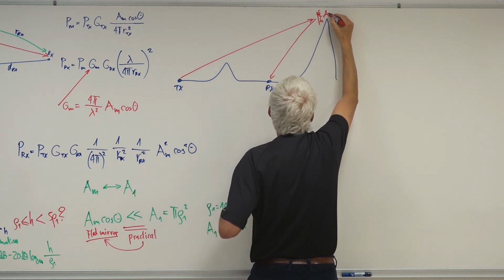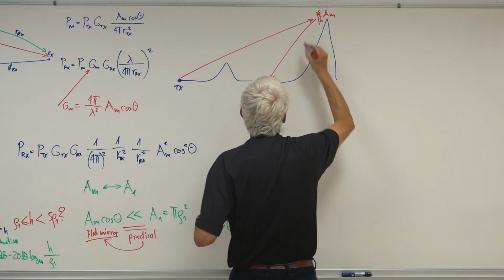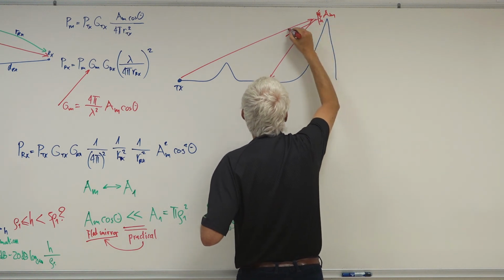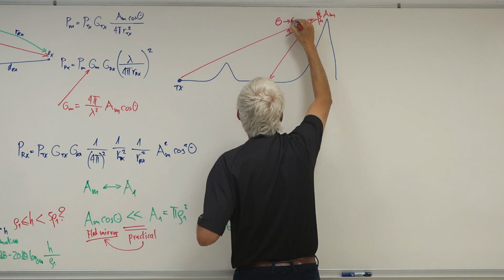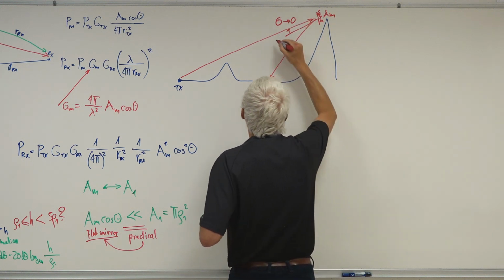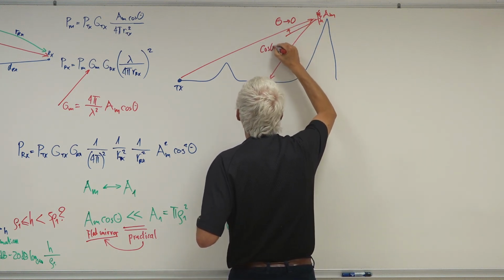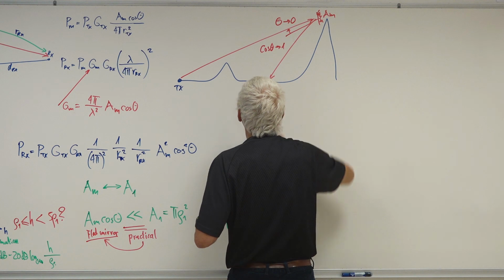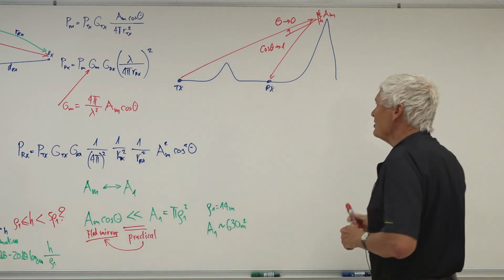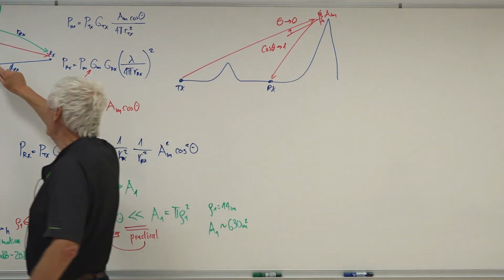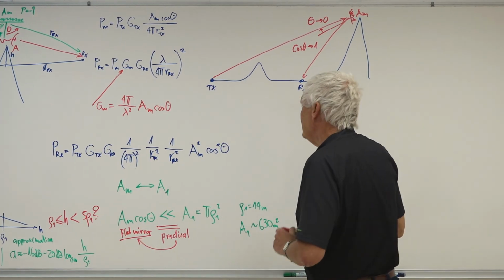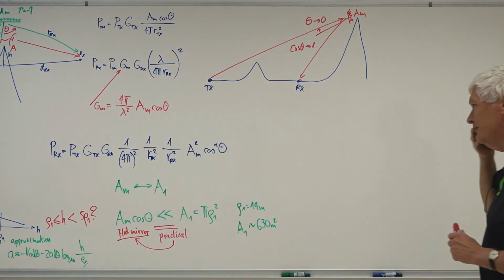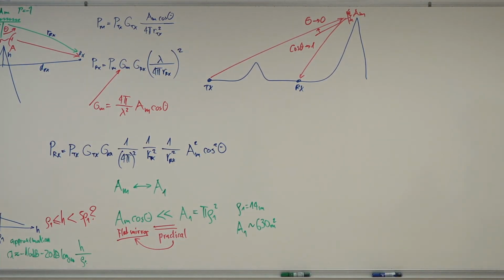Where is the advantage here? The advantage here is that the angle theta goes towards 0. Theta is very small. So cosine theta goes to 1. So have the mirror not in the middle of the link, having the mirror outside, because the cosine theta becomes very small, and we have very efficient use of this mirror. Top of the mountain.